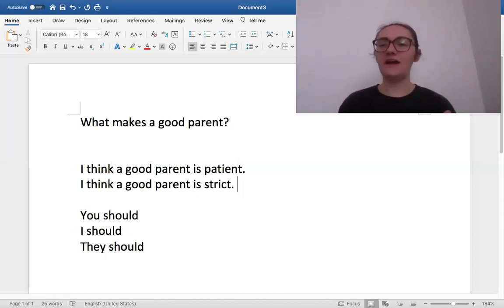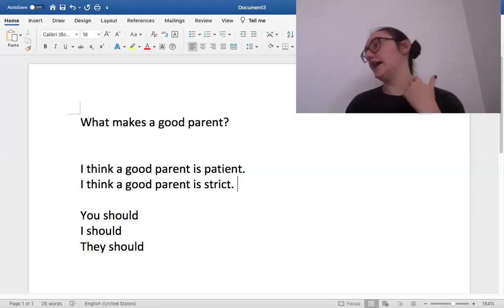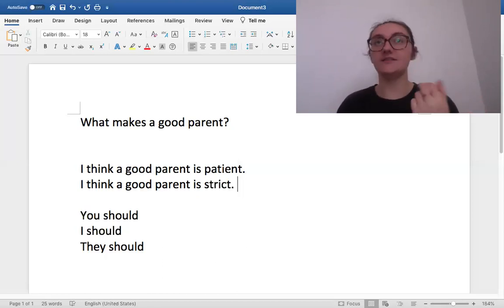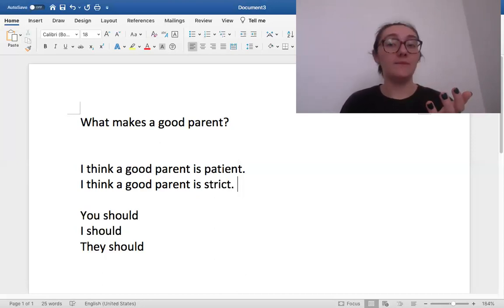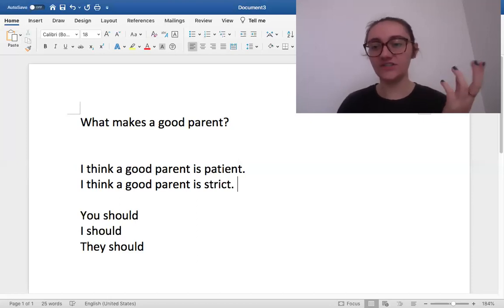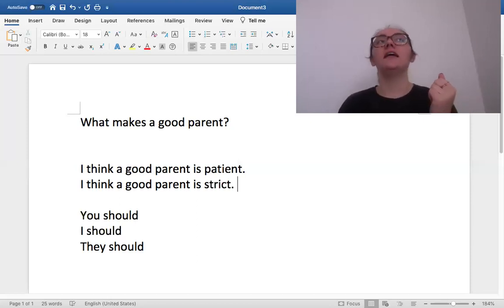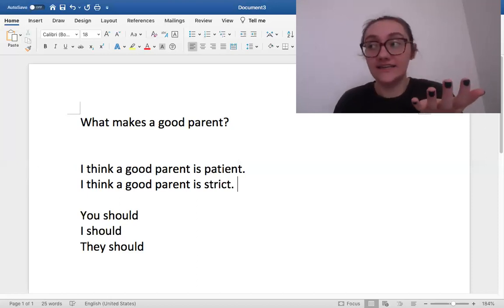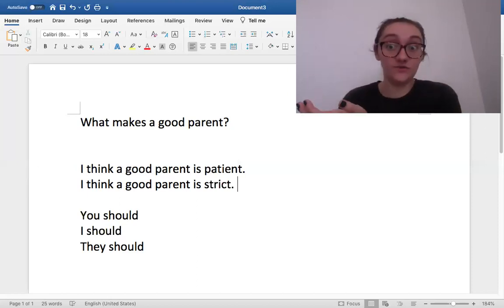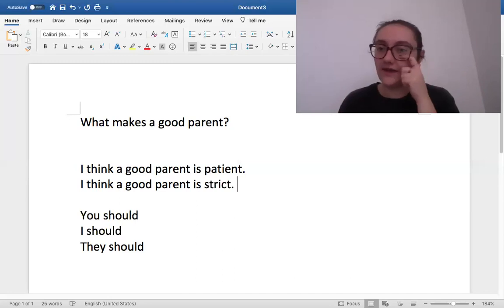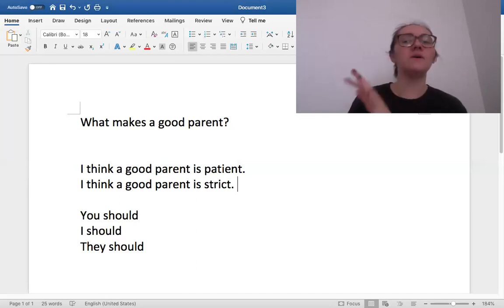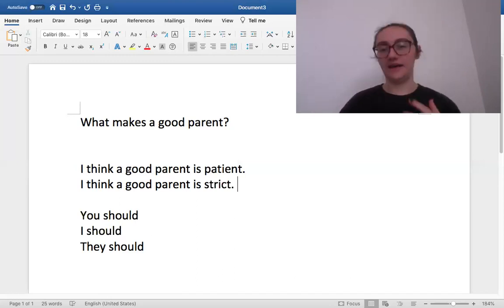So a strict parent is somebody that when their kid does something wrong, their kid has to pay the consequence. So if they decide to not behave in school, to act up is another thing that we say in English, to act up, then the consequence is they have to get in trouble at school. They don't say, oh, it wasn't my kid's fault, that kind of thing.